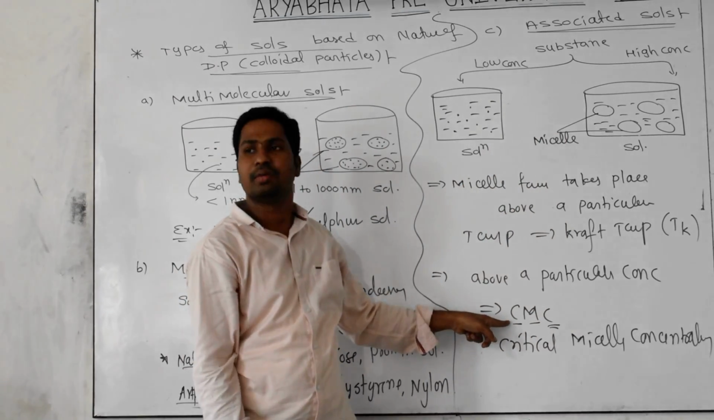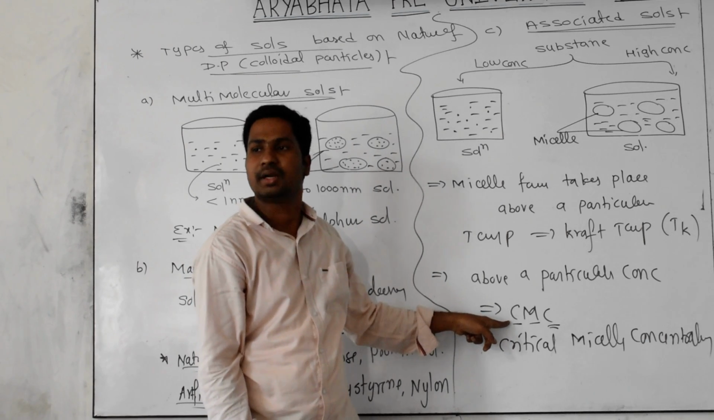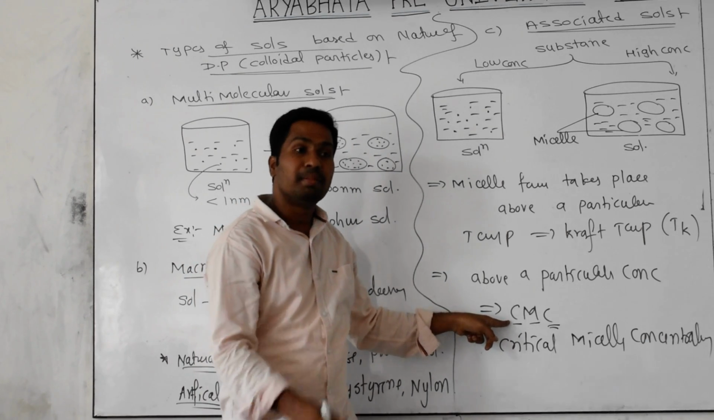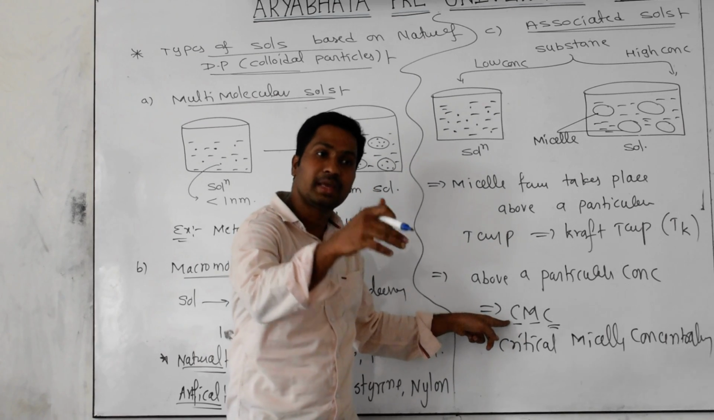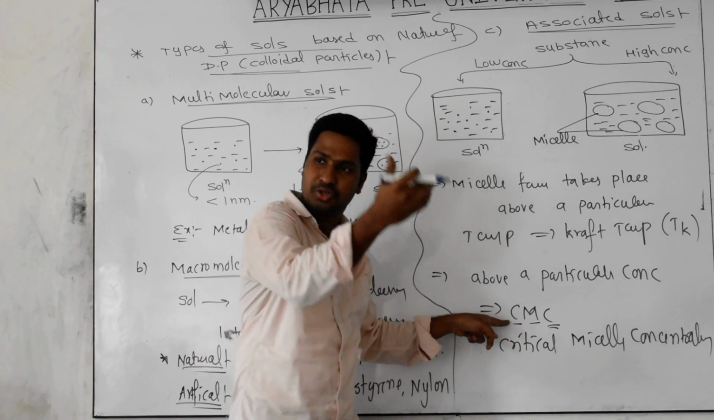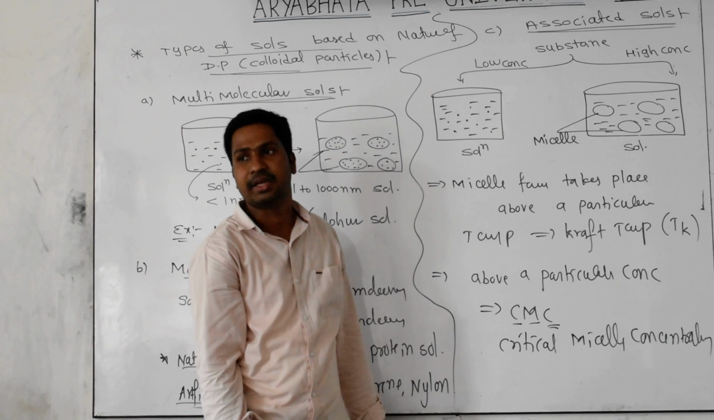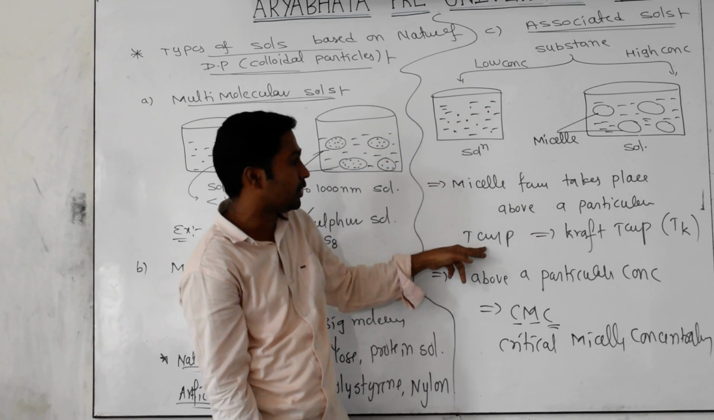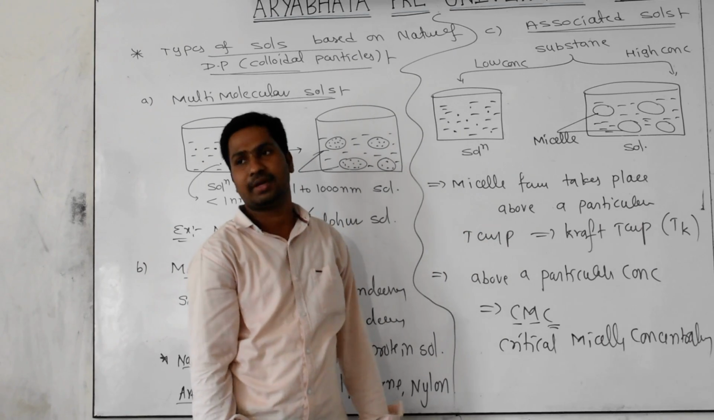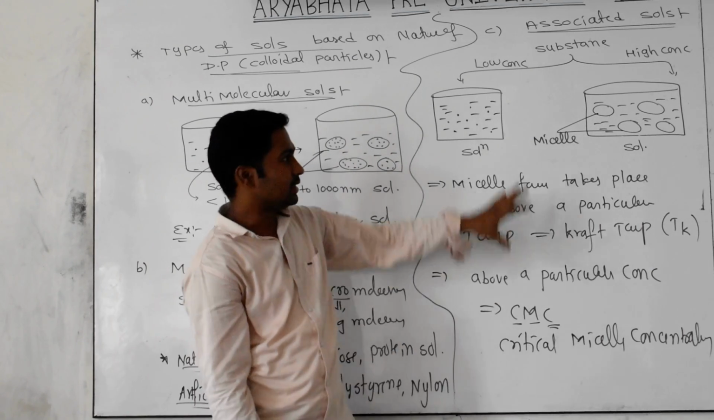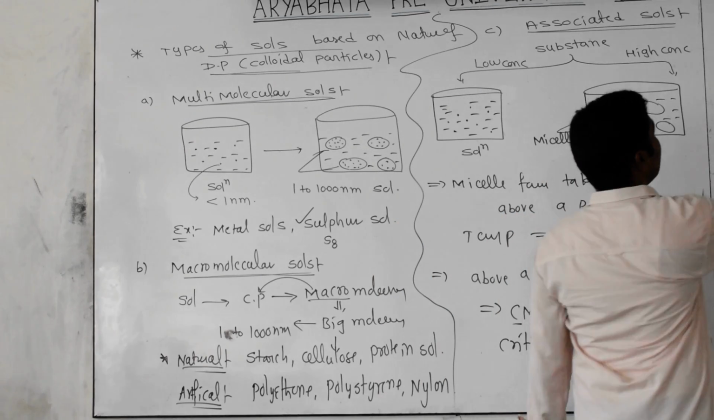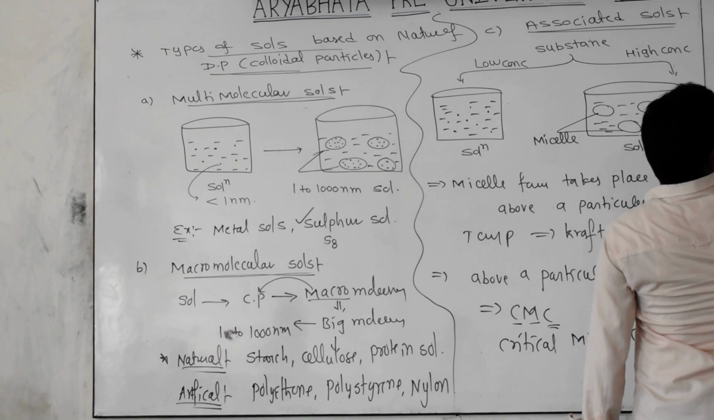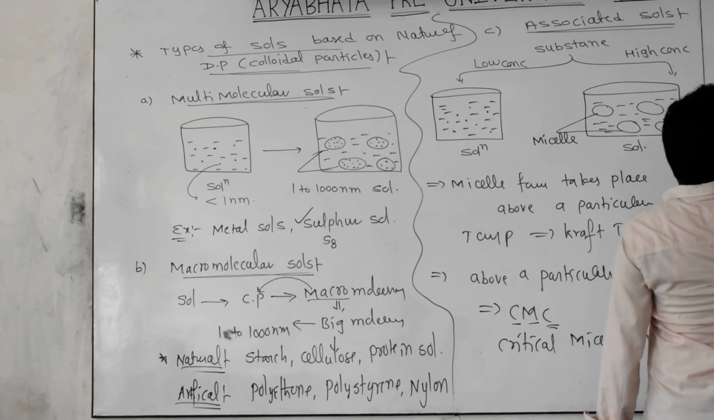This is an important bit. What is the meaning of critical micelle concentration? It means the micelle formation will be happening above a particular concentration of the solution, which is called CMC, critical micelle concentration. The whole thing will be happening above a particular temperature, which is called the Kraft temperature. Are you getting it? Yes, all these things we can discuss here. We are discussing micelle formation.